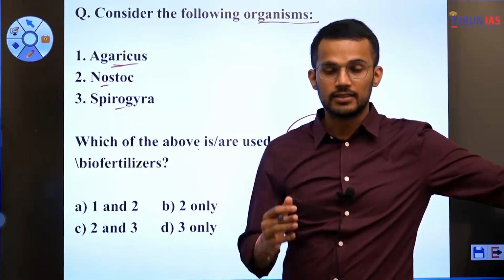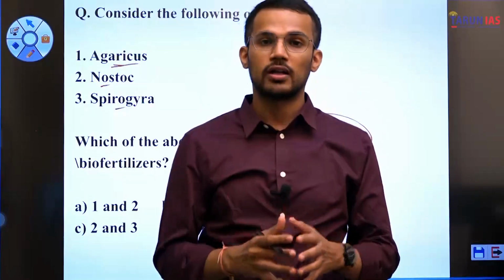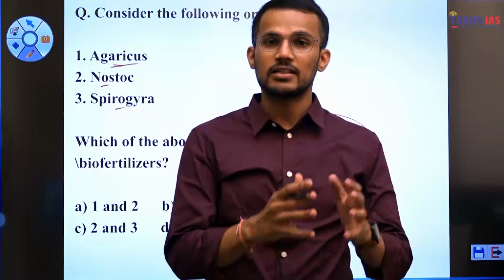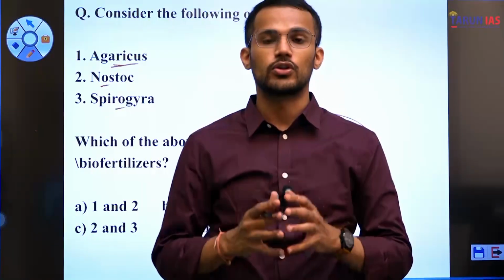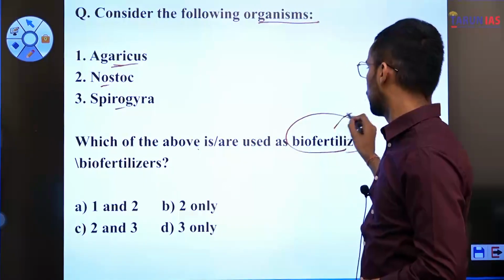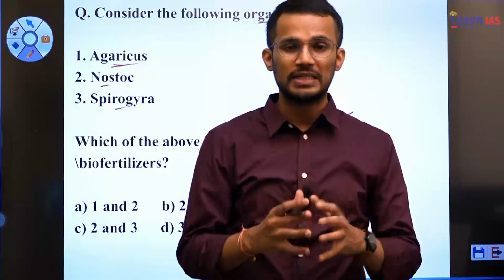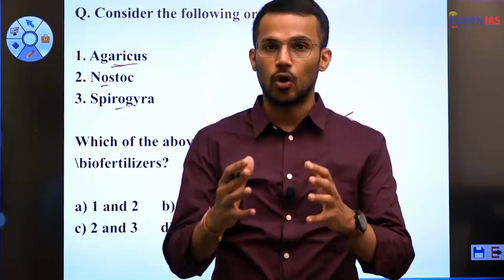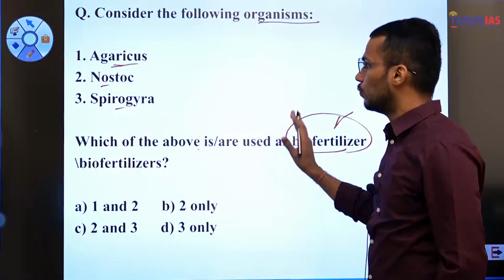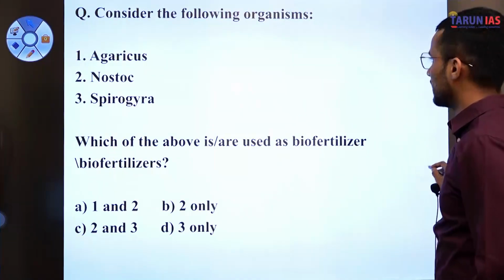So again, this is an application of certain organisms or the processes found in these living organisms to make such products which are useful for human beings. In this case, the useful product is biofertilizer, wherein we are using living beings to increase the production of food grains. So out of these three, which are considered as the biofertilizers? Let us discuss this question.